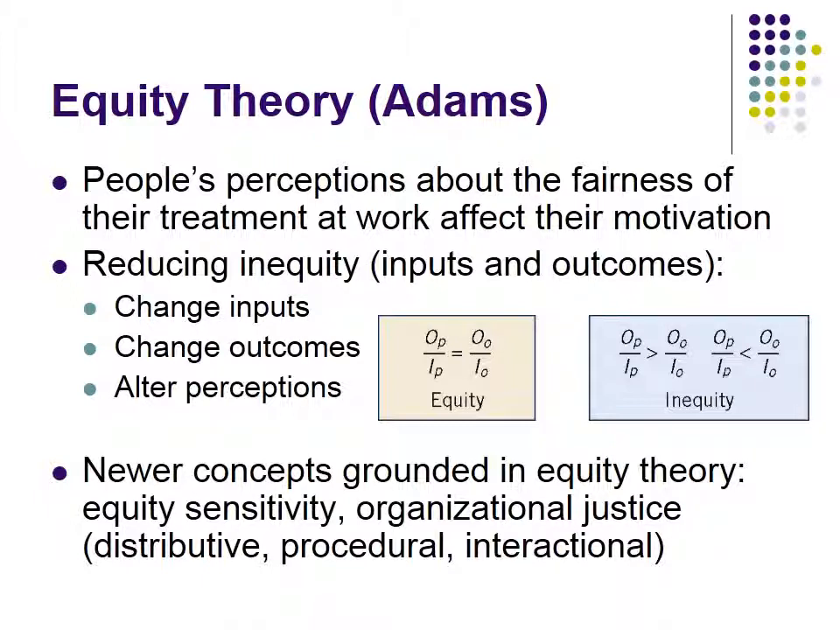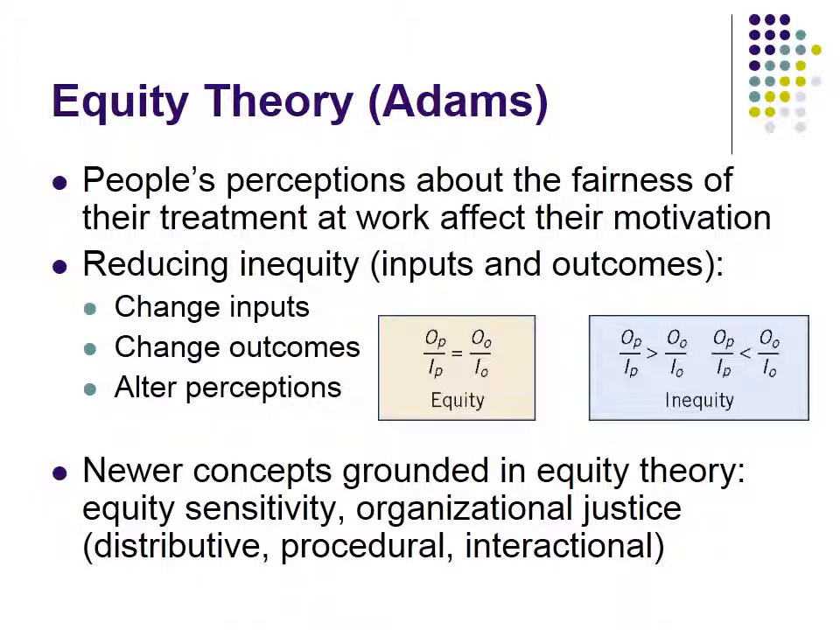Notice in the yellow box under equity, we have I at the bottom. That's inputs, how much effort you're putting in. And at the top, we have outcomes. That's how much you're getting. In other words, the outcomes, I'm sorry, not outputs, outcomes.